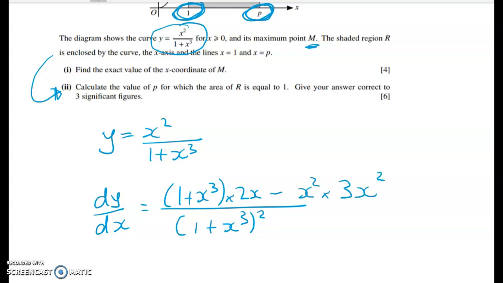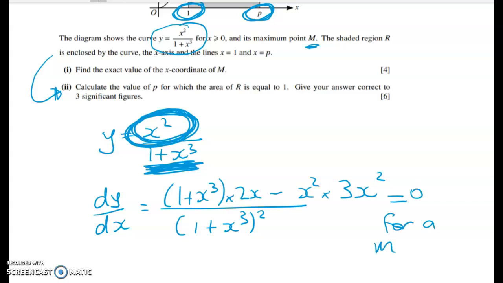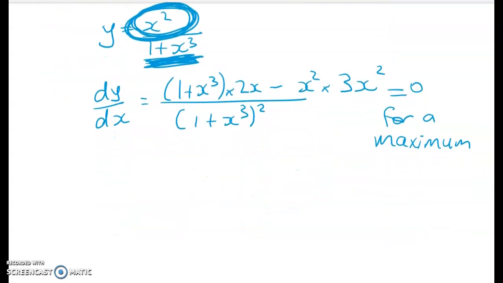So what am I doing here? Well, I'm first of all copying this up the top and differentiating the numerator, and then I'm doing it the other way around, so minus this times the derivative of the denominator, and that has to equal 0 for a maximum. That's a necessary condition to have a maximum point.